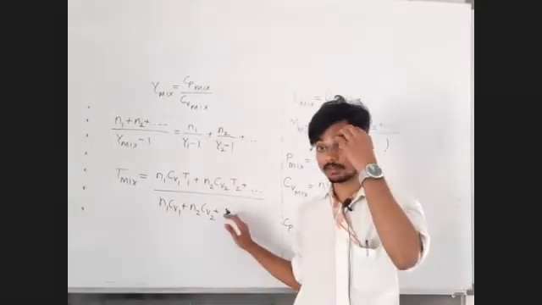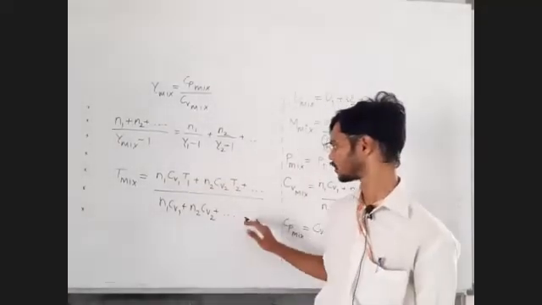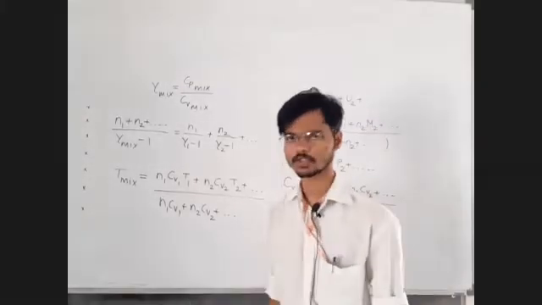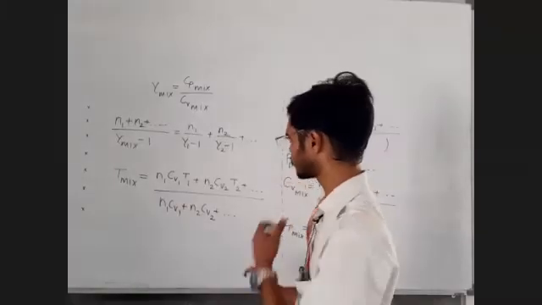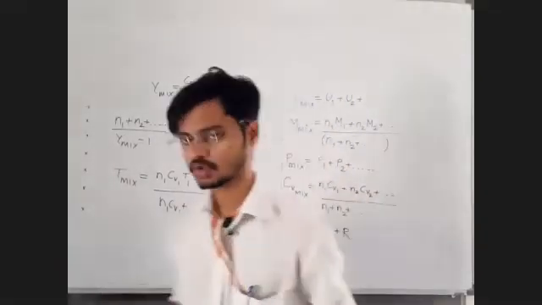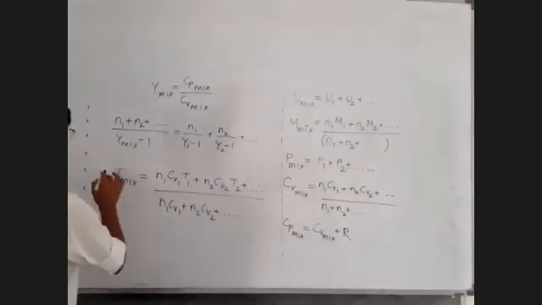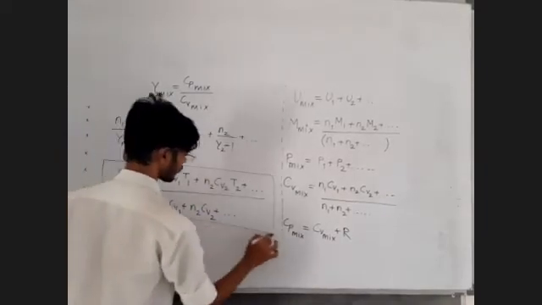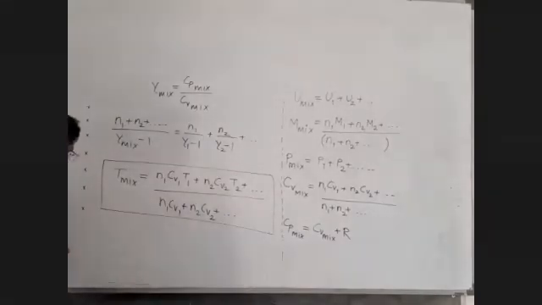It's not given in the module directly as a formula, but you should be able to derive it, or you should be able to understand it. Temperature of mixture, because this is the formula which you will be using many times. So let us square bracket this formula. Okay, let us square bracket this formula.